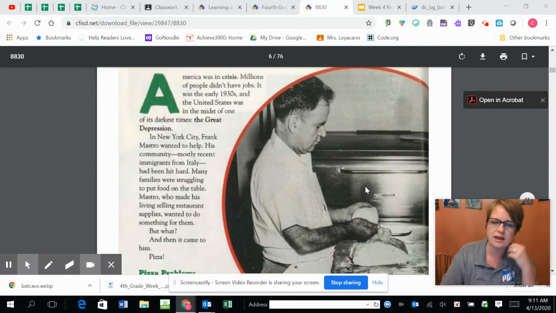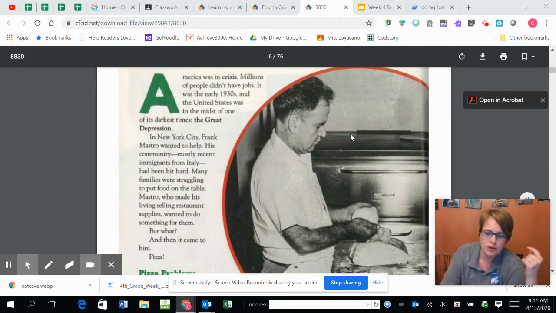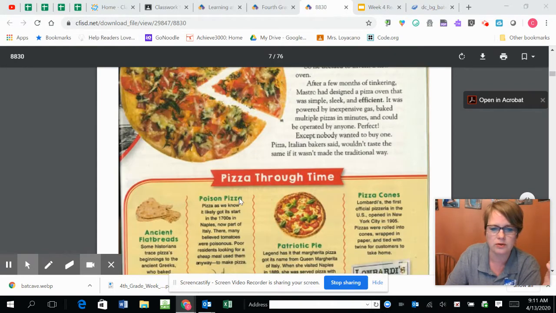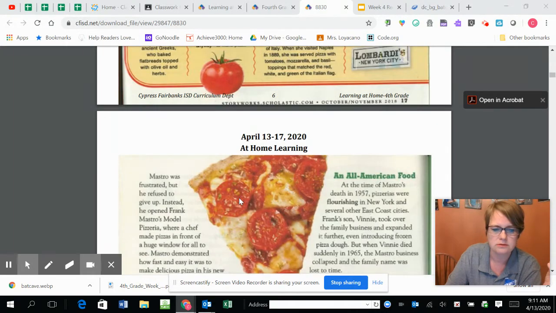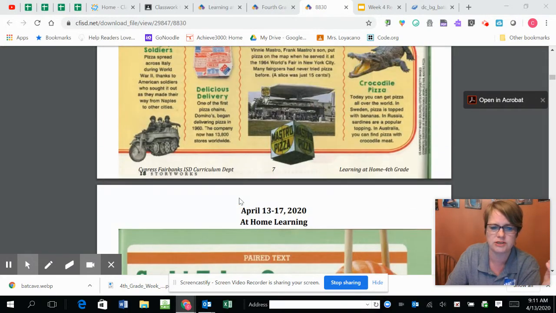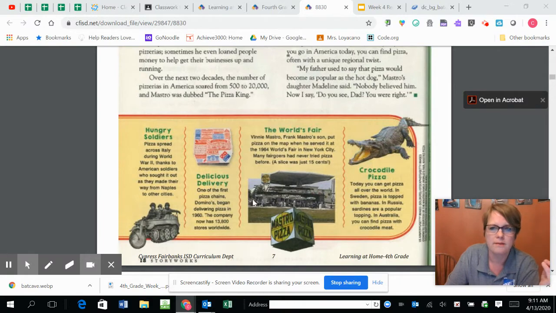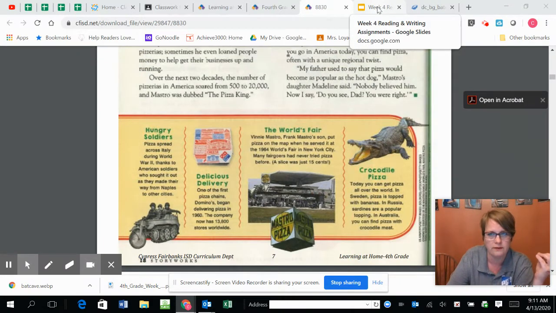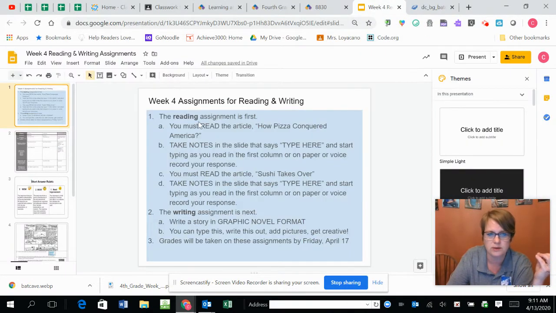So let's just go ahead and think about this article. Here's what you're going to do. You're going to read this article. It's only 2 pages, 3 pages, all the way to page 7. And then you're going to go into Google Classroom or the link that I gave you on the email or class tag. You'll see that it says the reading assignment, you must read the article, How Pizza Conquered America first. Then you're going to take notes in the slide.